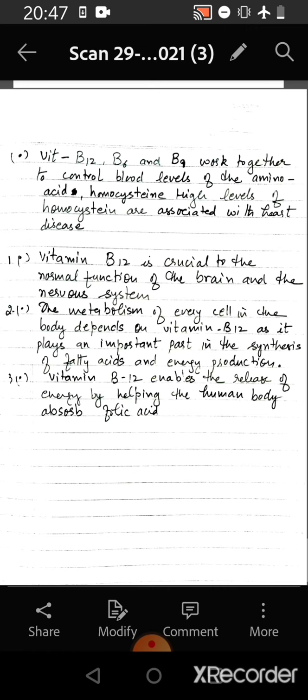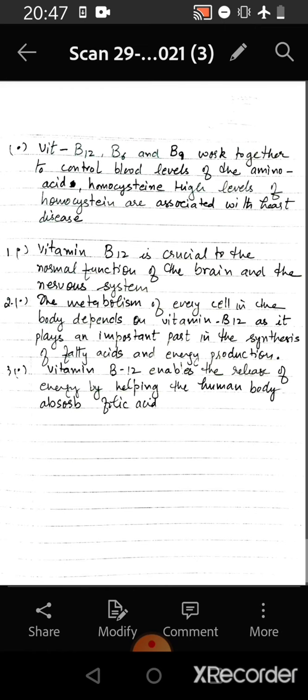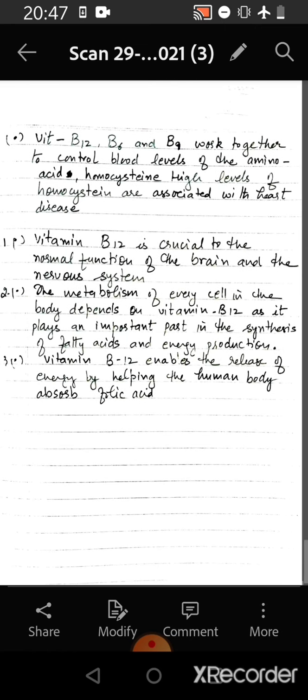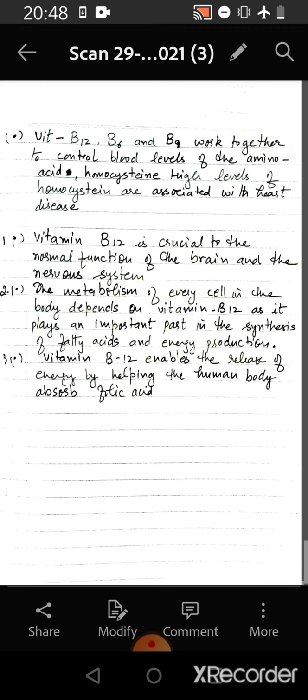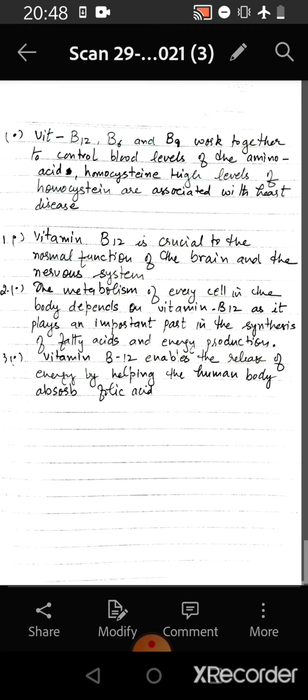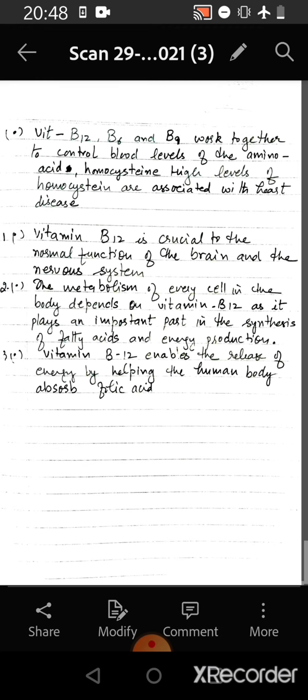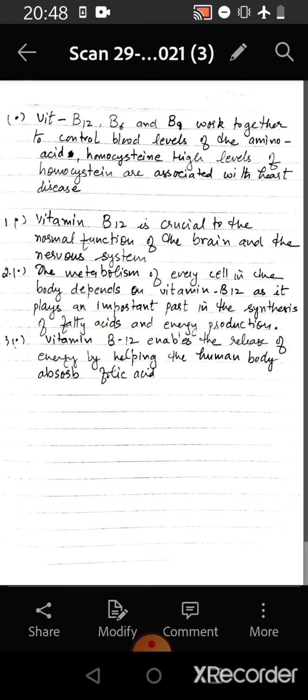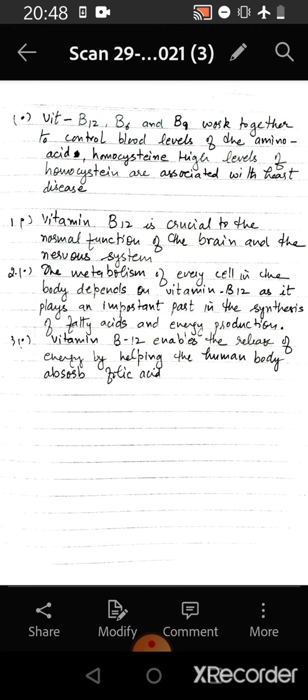Vitamin B12 is crucial in the normal functions of the brain and the nervous system. The metabolism of every cell in the body depends on vitamin B12 as it plays an important part in the synthesis of fatty acids and energy production. Vitamin B12 enables the release of energy by helping the human body absorb folic acid.